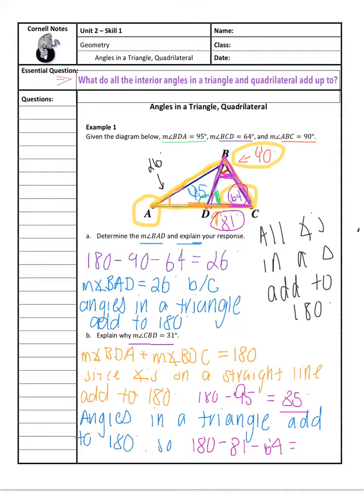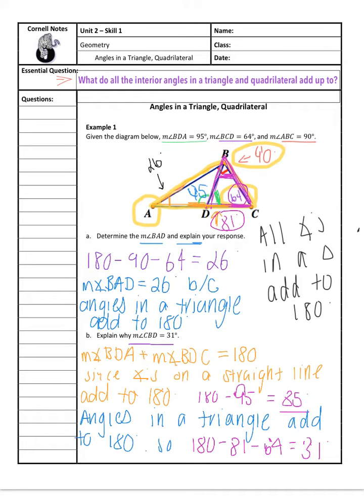Yikes, my pen's really bad. And if we subtract those, we're going to end up getting 31, which is what the problem told us we should get. If for some reason you end up getting a number different than 31, please go back and check your math. Maybe you wrote down 86 instead of 85 from up above.